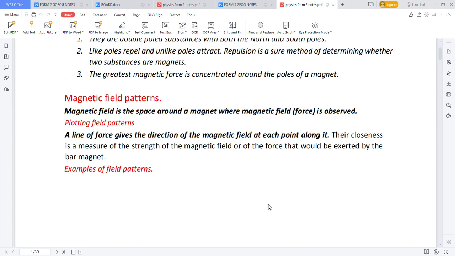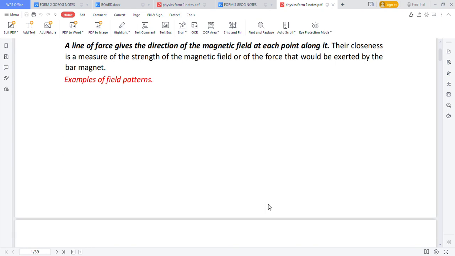Magnetic field patterns. What are magnetic field patterns? Magnetic field is the space around a magnet where a magnetic field or force is observed. A line of force gives the direction of the magnetic field at each point along it. This closeness is a measure of the strength of the magnetic field or of the force that will be exerted by the bar magnet. Examples of magnetic fields.